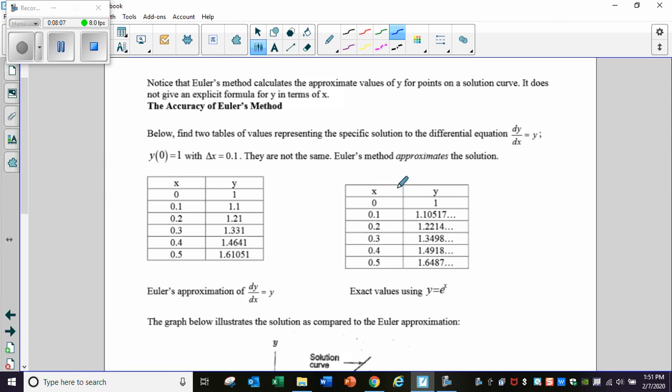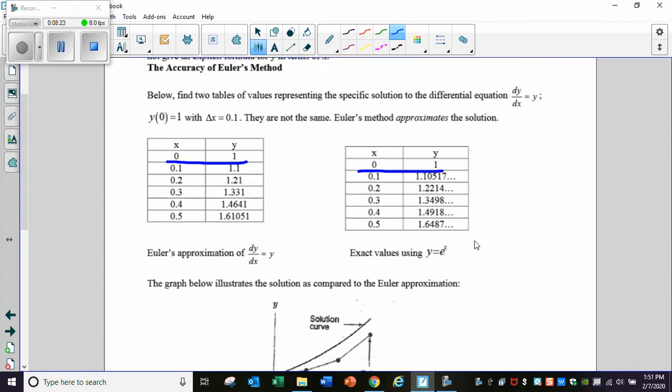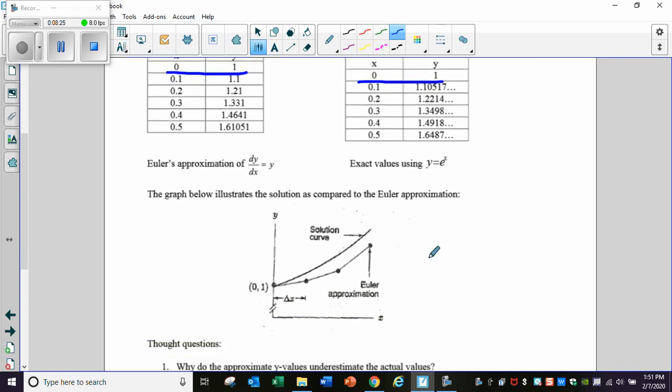These are the exact values of y equals e to the x. What you'll see is that at the point 0,1, the two curves are equal at the starting point, which makes sense. Beyond that, though, things start to change. This is 1.1, this is 1.105, etc. Looking at the graph, you'll see this nice smooth solution curve. This is the actual curve of y equals e to the x. These are incremental tangent lines using Euler's approximation.